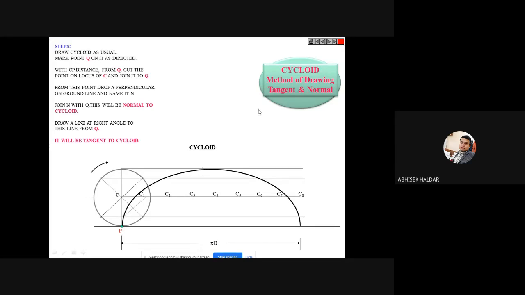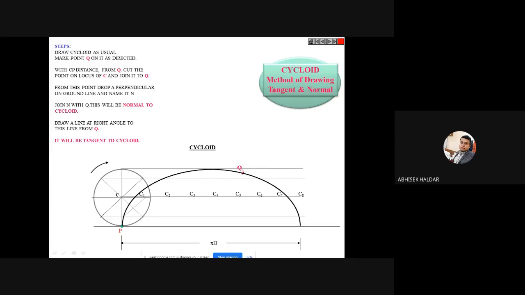Now tangent and normal: I have to draw the tangent or normal at any point. Say, for example, I am taking this point. You can see this is the point Q. At this point I have to draw the tangent to this curve and the normal to this curve. You know that tangent and normal make a 90-degree angle with each other. So how to draw that?